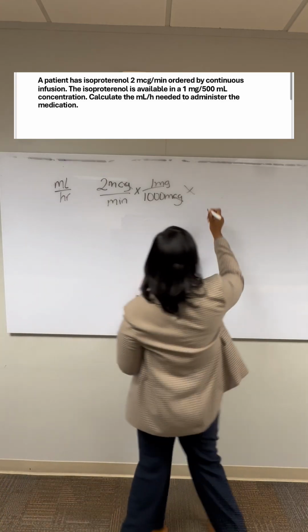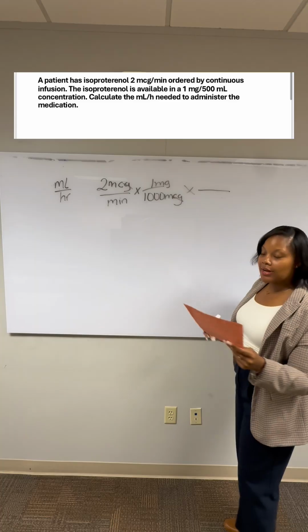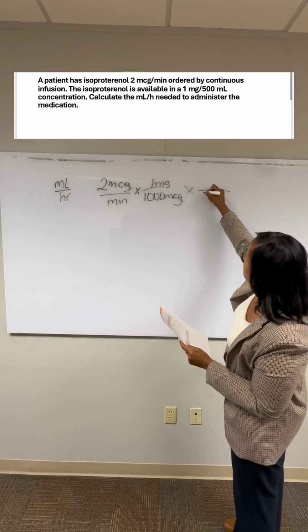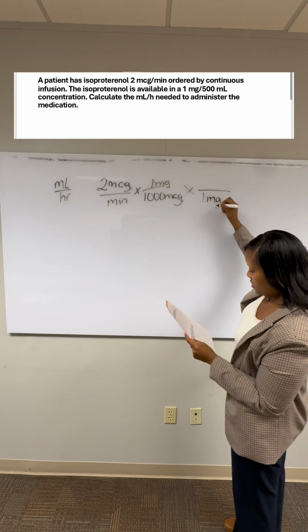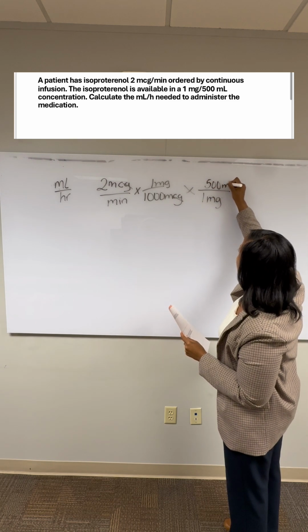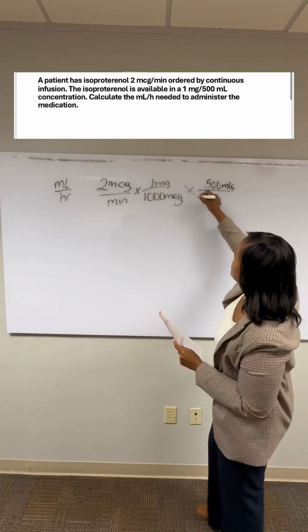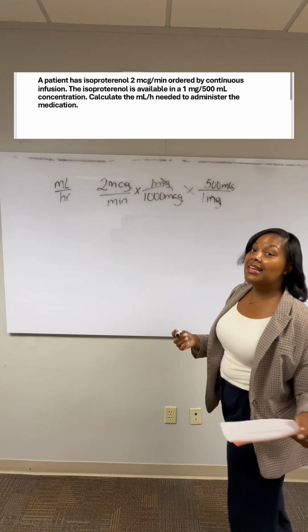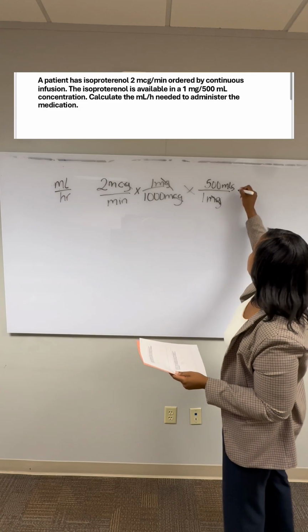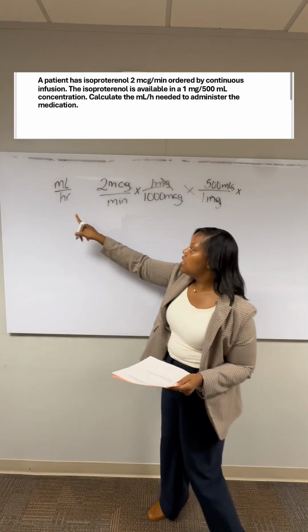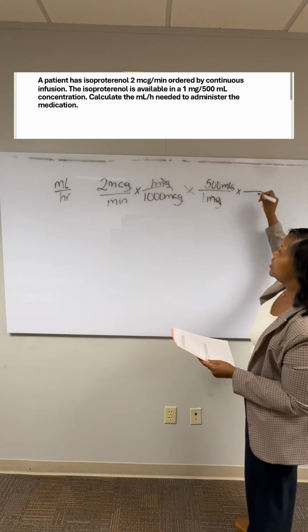All right, now we're able to cancel out our mg's because we now have it up here. So we know that the problem says there's 1 milligram for 500 mLs. So our mg's cancel out and we're left with mLs per minute, but our answer needs to be in mLs per hour. So we're gonna go back to that hour that's down here, and we need to make sure that the hour is up here.